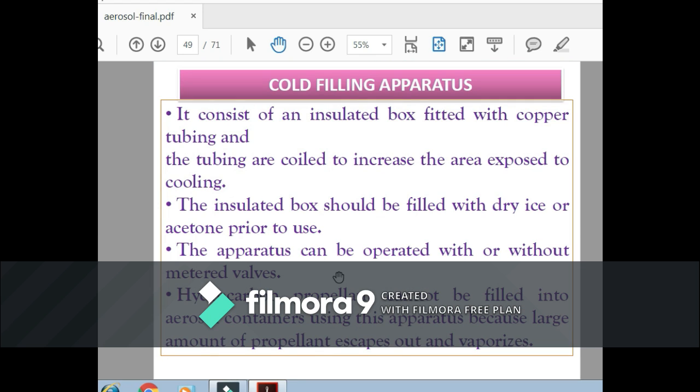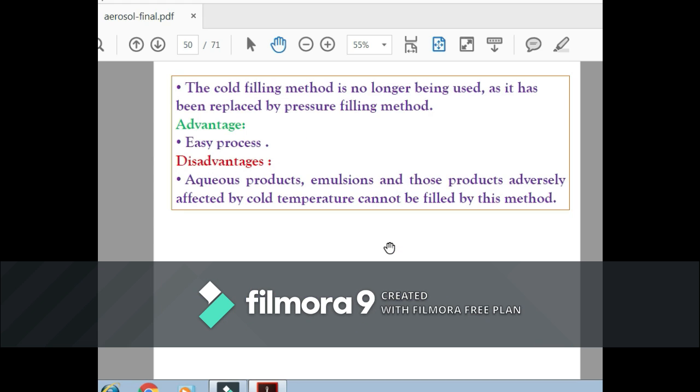Then cold filling machine. Generally the cold filling method consists of reducing the temperature of your propellant. When you reduce the temperature of your propellant, it will not convert into gas, so it will remain in the liquid state. So that's why we can easily fill it inside your container. While filling with the help of this method, we have to reduce the system pressure and system temperature, and then we have to fill your total propellant plus your drug inside your container. Generally it is a very easy process.